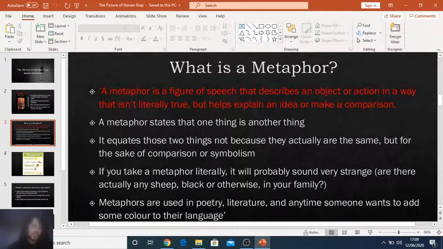So a metaphor is a figure of speech, okay? A figure of speech. So do not take it literally. Do not think the words represent the idea. The idea can mean something else that is different to the words. So let's go through some examples about this.